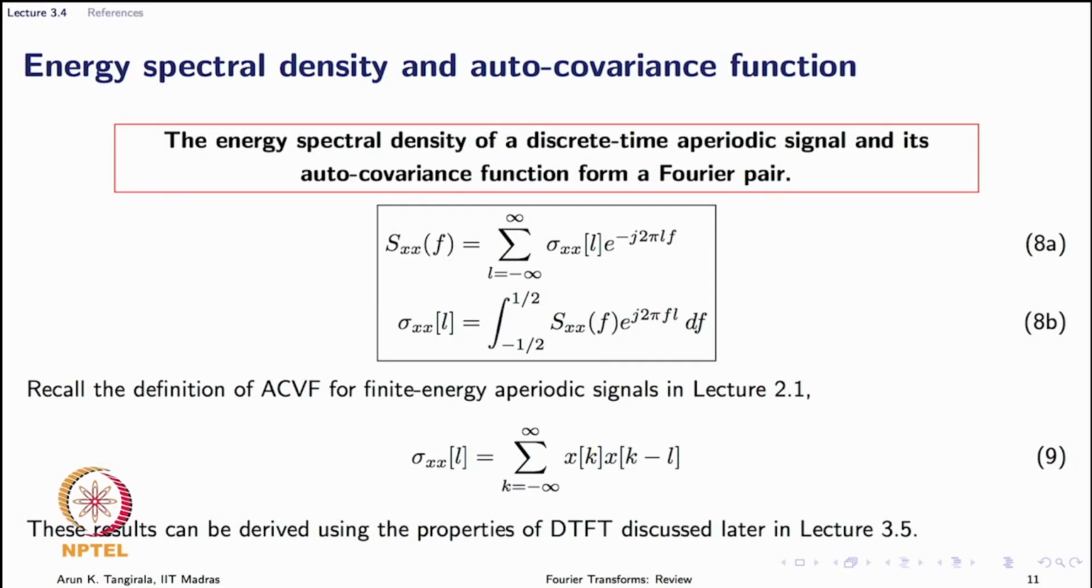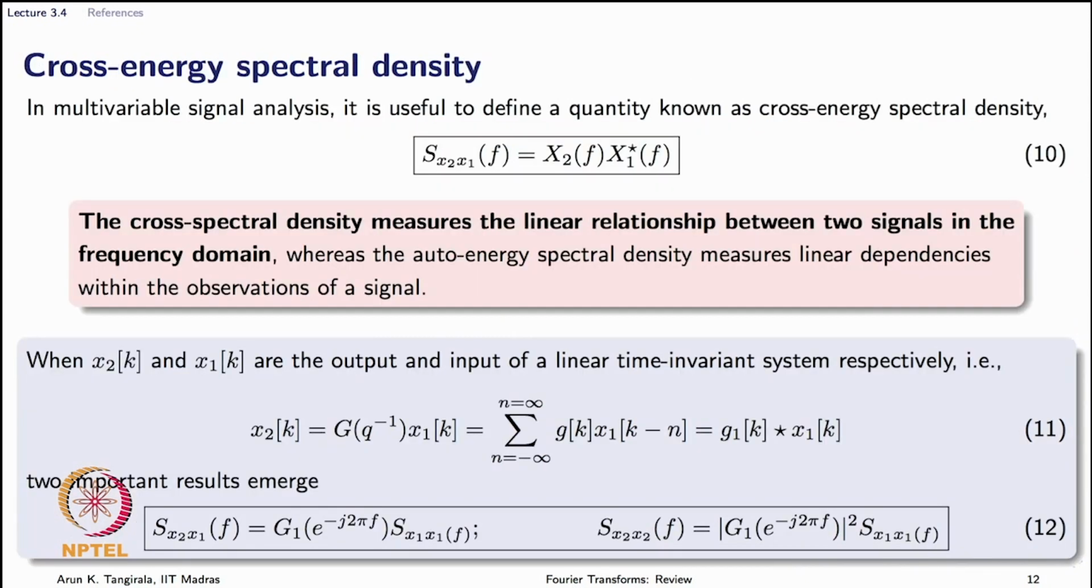In fact, similar to the relation that we have here, the autocovariance function and the auto energy spectral density being the Fourier pair, here we have the cross energy spectral density and the cross covariance function also forming a Fourier pair, although I do not cite that in this slide here. The most important point to keep in mind is that the cross energy spectral density measures the linear relationship between two signals in the frequency domain.